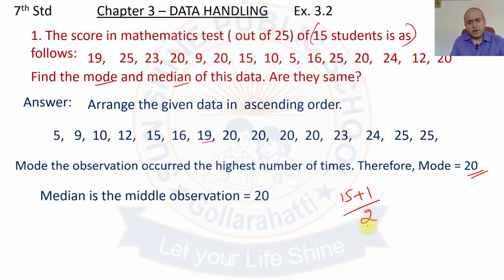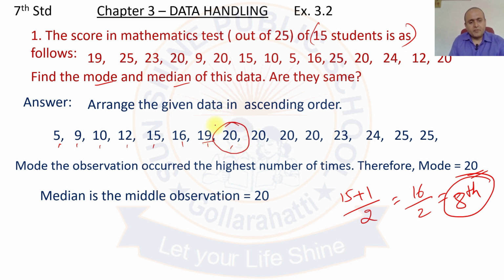So 15 plus 1 divided by 2 gives the middle term, that is 15 plus 1 is 16, divided by 2 is equal to 8. 8 is not the median, the 8th term is the median. Therefore let us count 1, 2, 3, 4, 5, 6, 7, 8. So the 8th term is 20. Therefore the median, the middle observation, is equal to 20 here.